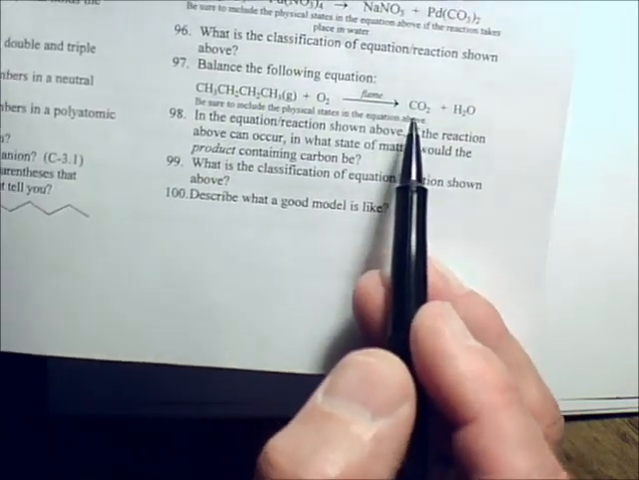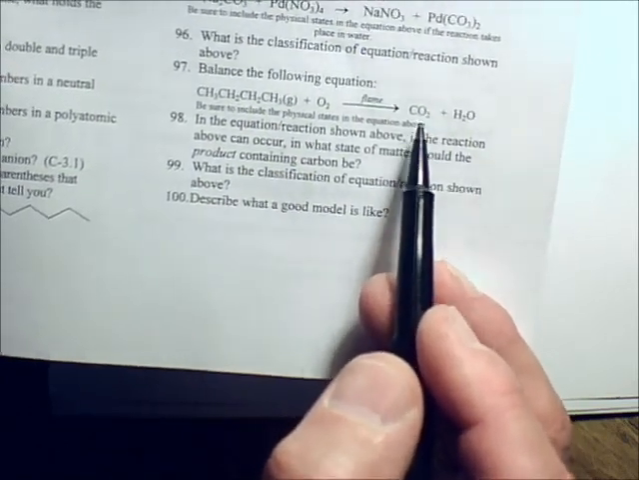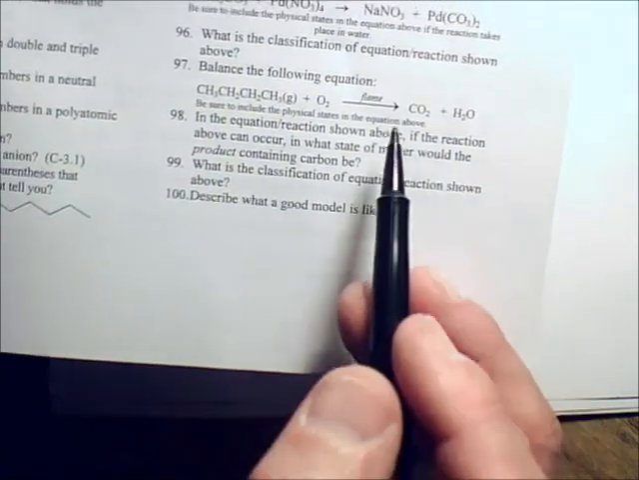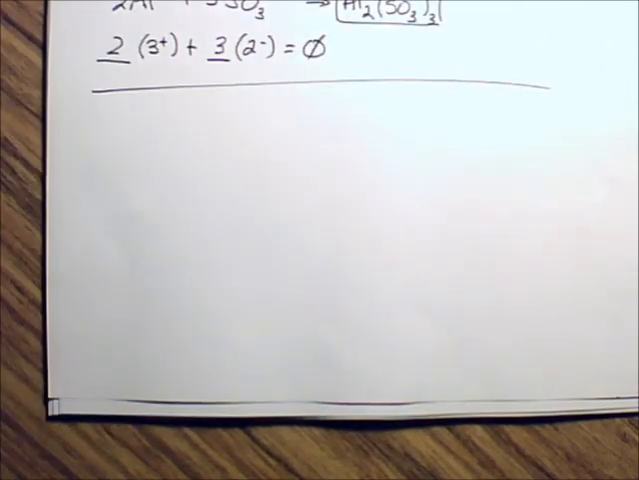Well, that's right there. The product's on the right side. This is the product that contains carbon. What physical state is it going to have? Gas. Both products in a combustion reaction are gases, and the water is a gas because of the heat.